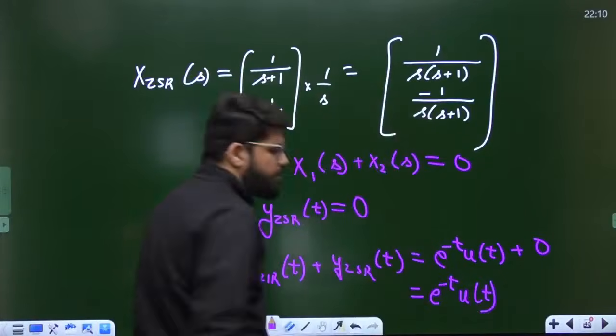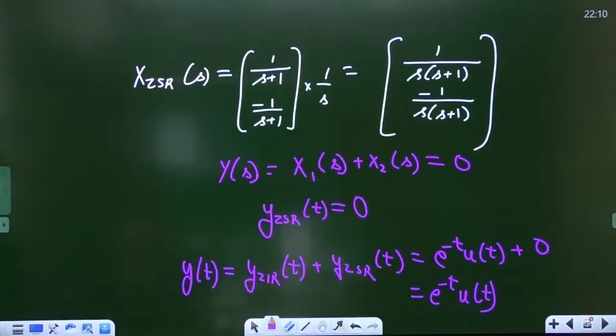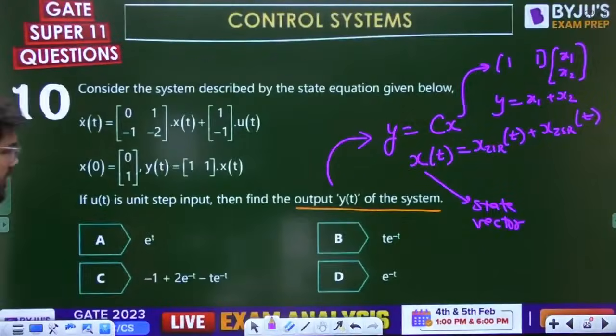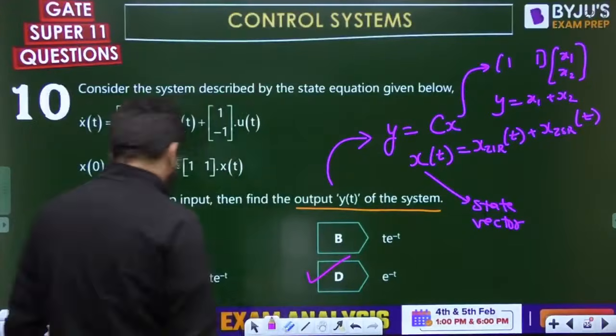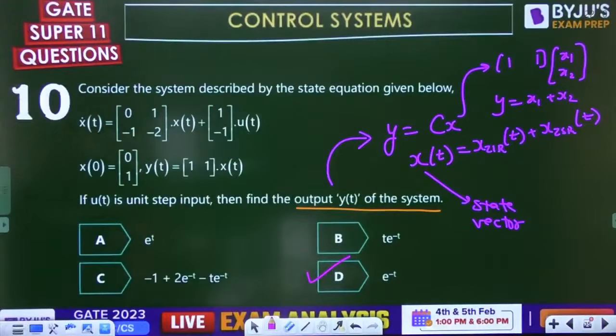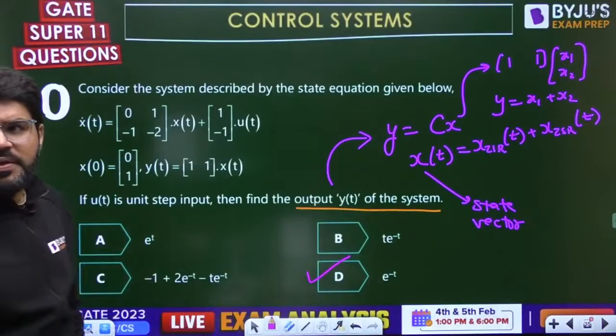e^(-t) u(t) should be the answer. e^(-t) u(t), that is option number D, sir. Option number D. Clear?